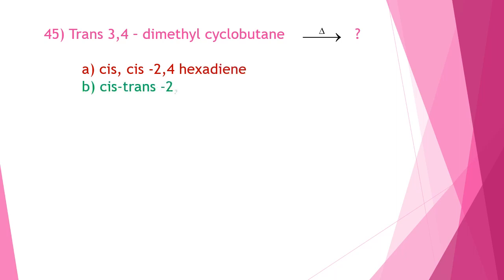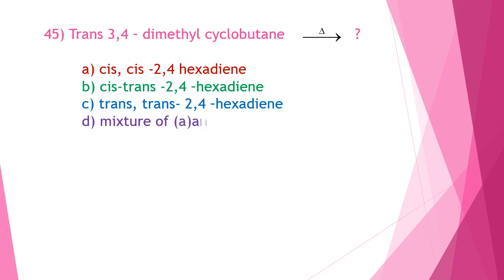Question number 45. Trans 3,4-dimethylcyclobutene thermal reaction gives option A cis,cis 2,4-hexadiene, B cis,trans 2,4-hexadiene, C trans,trans 2,4-hexadiene, D the mixture of A and C. Here the correct answer is C. It is a thermal reaction. Therefore, the trans compound gives trans,trans 2,4-hexadiene. Option C is correct.